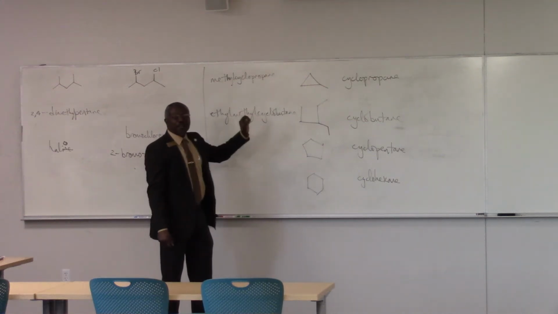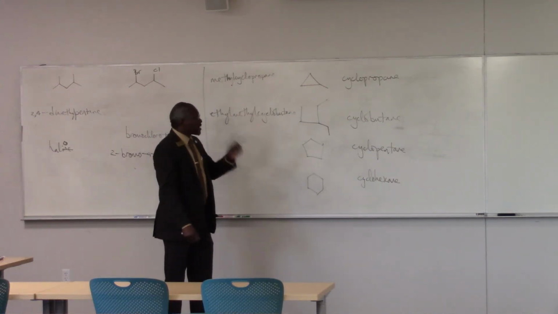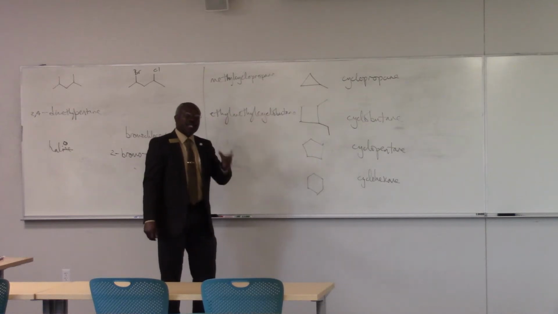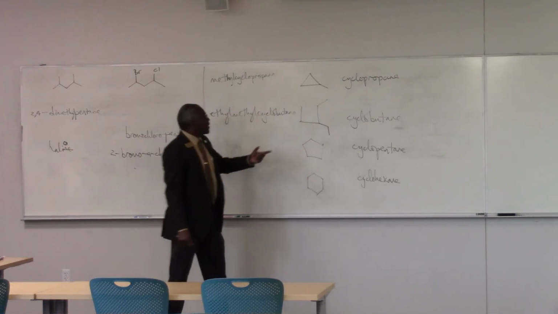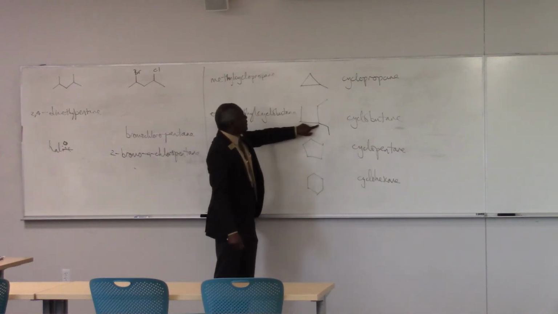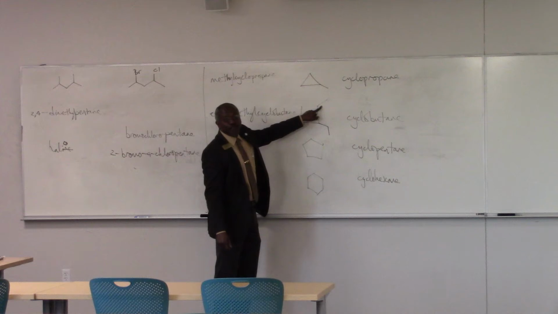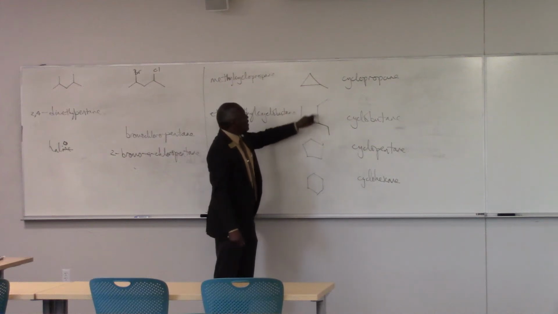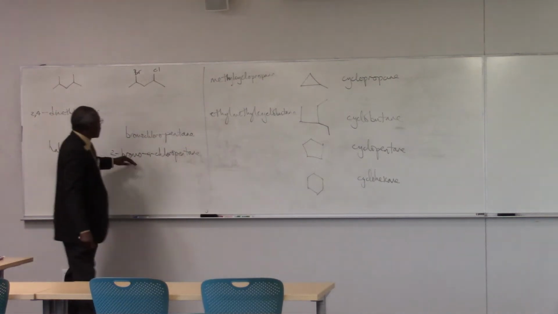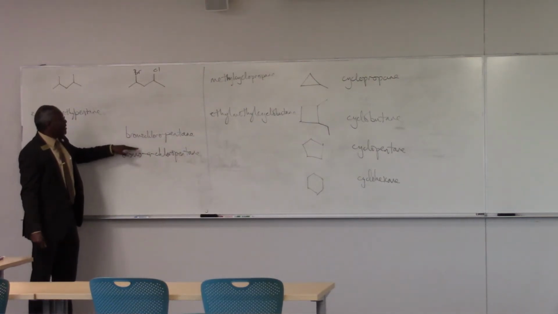Now, they're on adjacent carbons. So somebody's going to be 1, and somebody's going to be 2. So the sum of the locants will be the same. So the question then is, is it 1 ethyl, 2 methyl, or is it 1 methyl, 2 ethyl? So we're going to use the same rule we did with this one.